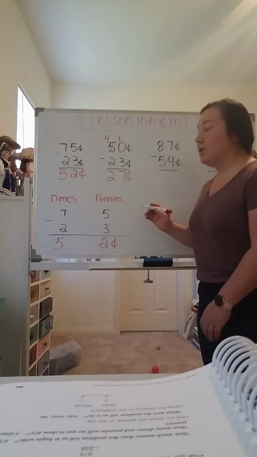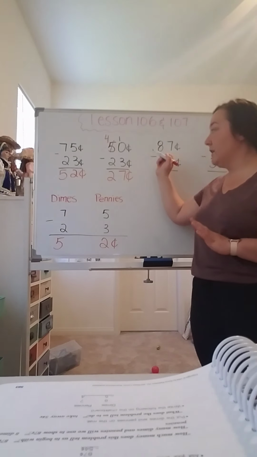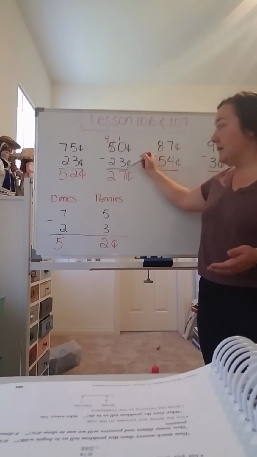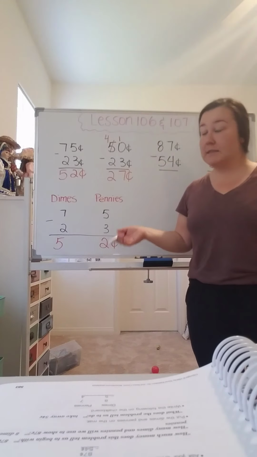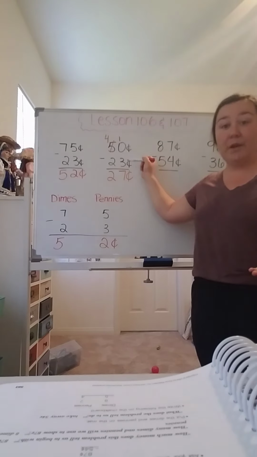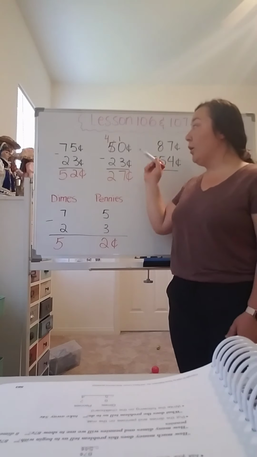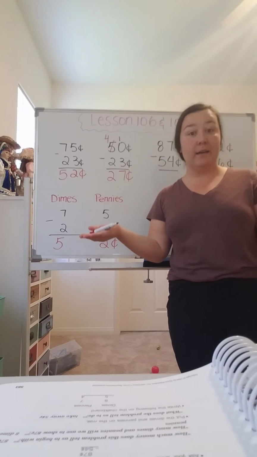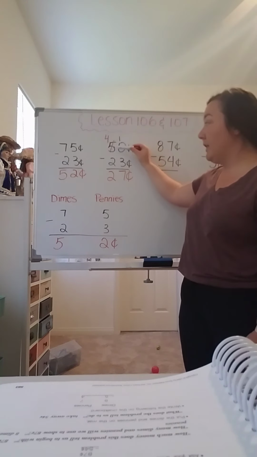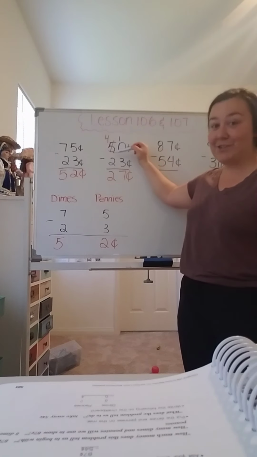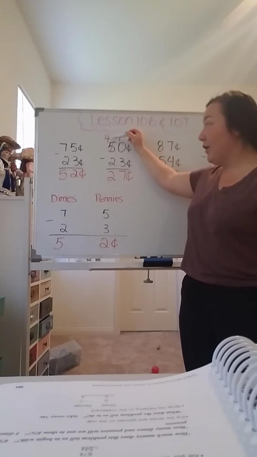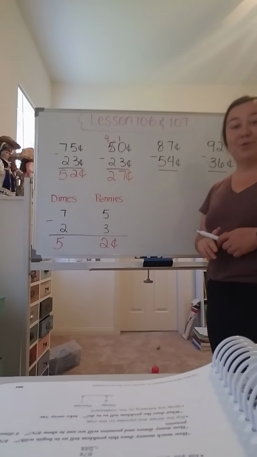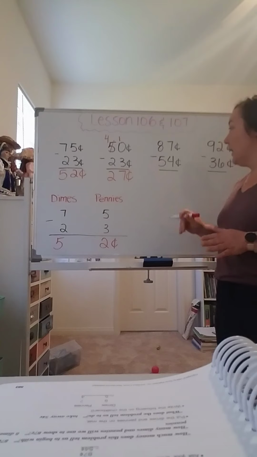All right. So again, let me go over it again. We had 50 minus 23. On the pennies side, we didn't have enough pennies to subtract the 3 from. So we had to borrow 1 from the dimes. So we traded a dime for pennies. And because we borrowed a dime from the dime section, we had to cross this 5 out because now we have 4 dimes left. So we ended up with 27. Okay? All right.